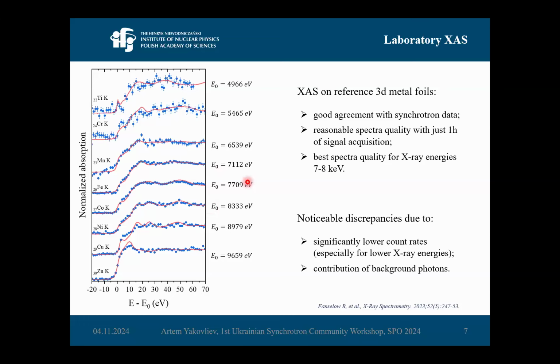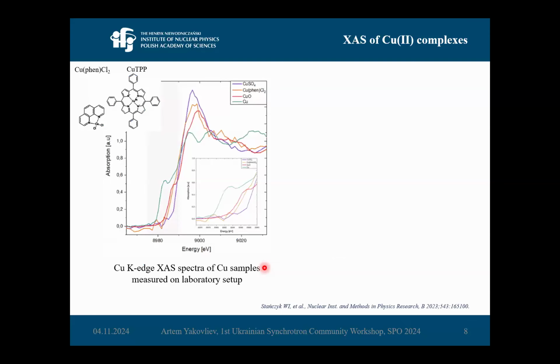And the discrepancies that you can see, for example, for lower energy and for higher energy, are caused mostly by the fact that we are working in air. So the lower energy just gets absorbed by the air, and also the efficiency of our detectors is the best in this range, 7 to 8 keV, and below and above, we are basically losing counts, so we're not detecting the incoming X-rays.